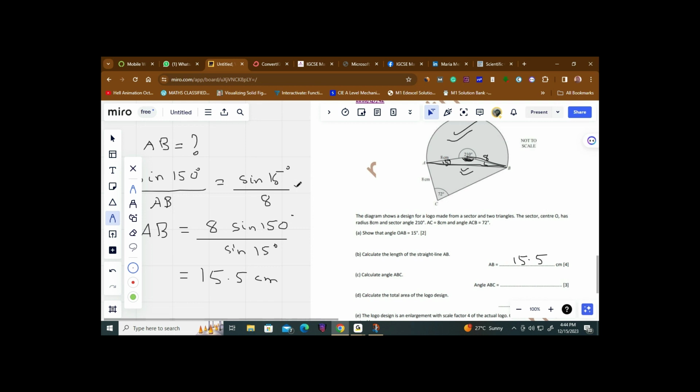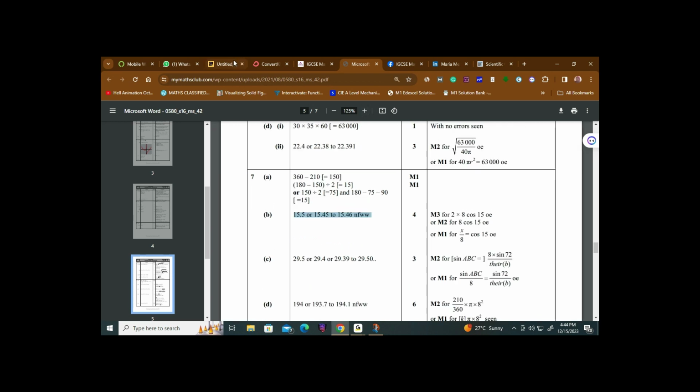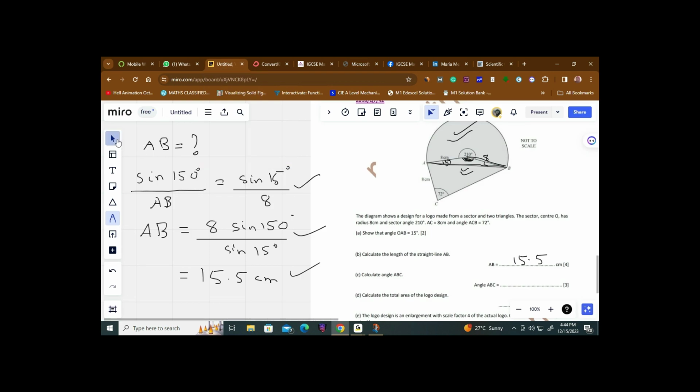Okay, 3 steps for the solution work, 1 mark for the answer. That's how the 4 marks are adjusted. Now let's check the answer from the marking scheme, and there you go. Correct. Okay, 15.5. That's beautiful. Once this is done, we are now going to move to part C.